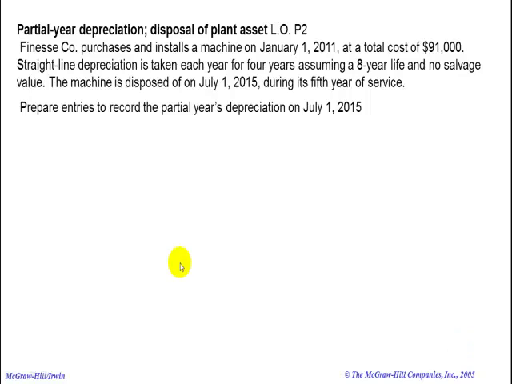Partial year depreciation, disposal of plant asset. Finesse Company purchases and installs a machine on January 1st, 2011 at a total cost of $91,000. Straight line depreciation is taken each year for 4 years, assuming an 8-year life, no salvage value. The machine is disposed of on July the 1st, 2015 during its 5th year of service.